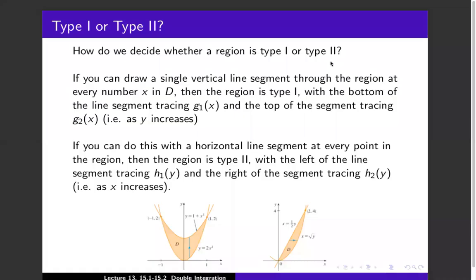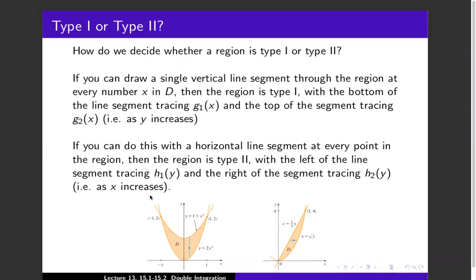Okay. Now, how do you decide if a region is type 1 or type 2? Well, if you draw a vertical line segment through the region at any possible value x, and you stay within that region with a single vertical line segment, that's type 1. So think about this crescent here. But if you do it with a horizontal line segment, then that region is type 2.